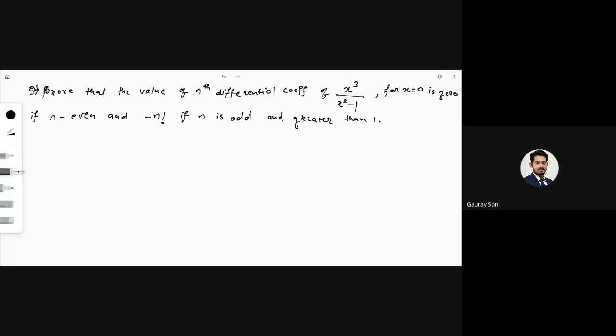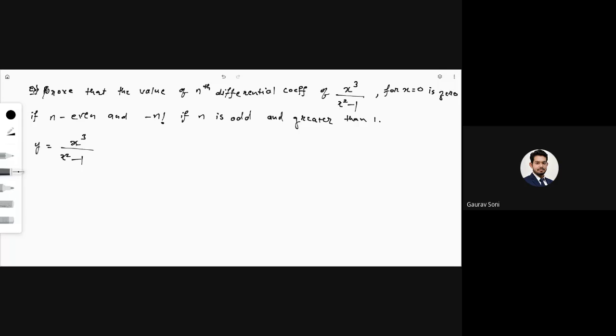So what we have to do is find the nth derivative. I have to show that if n is even, then the answer is 0. If n is odd, then the answer is minus n factorial. And how do we do that? By taking the nth derivative of x cube upon x square minus 1. So y is equal to x cube upon x square minus 1.